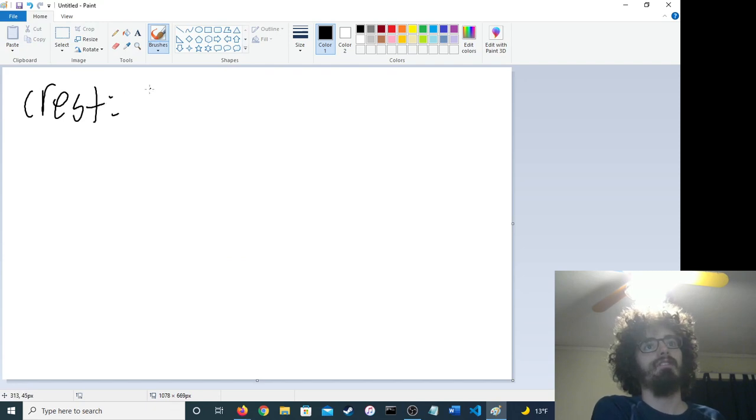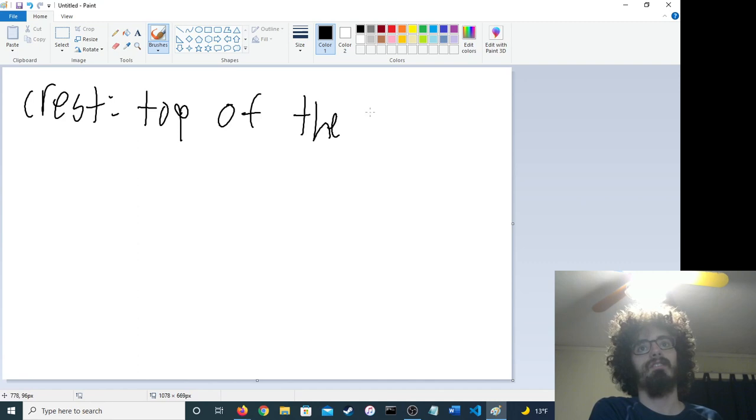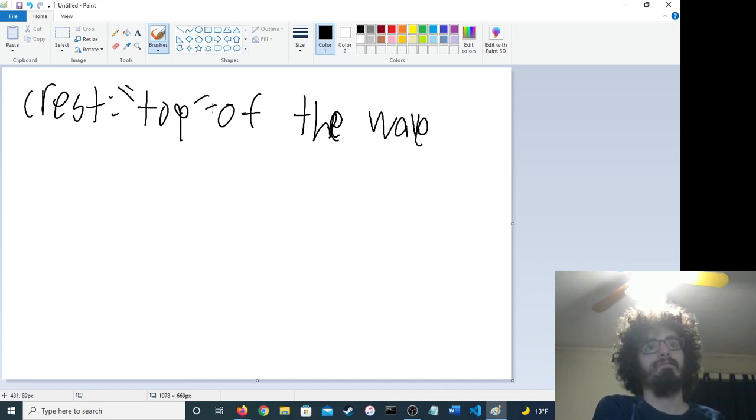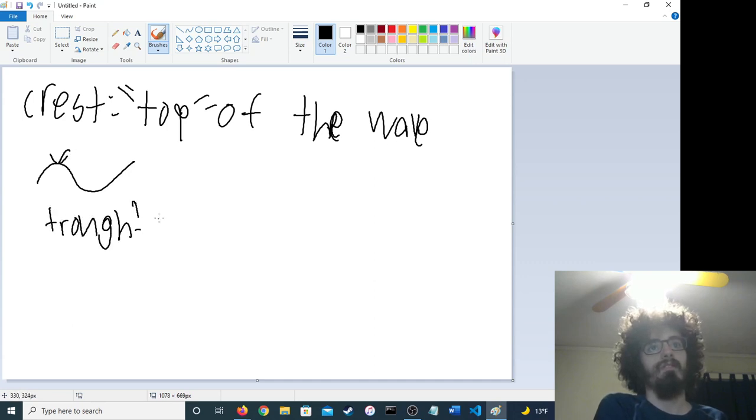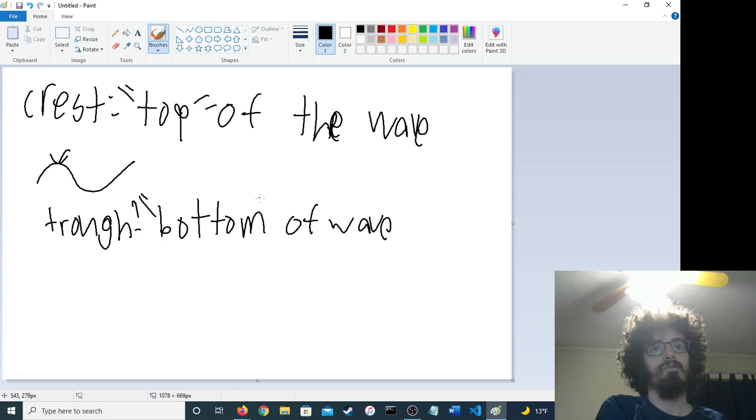Crest is like the top of the wave, basically. So if you have the wave like this, this would be the crest. The trough is the bottom of the wave, and that's right here. And the wave could just go on forever. This is a crest, this is a crest, this is a trough.